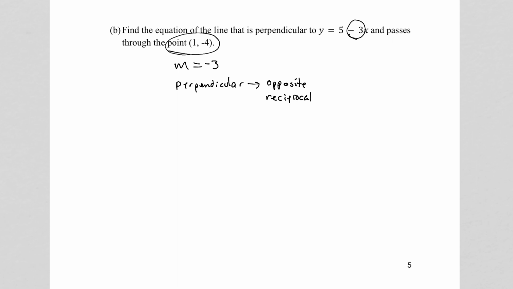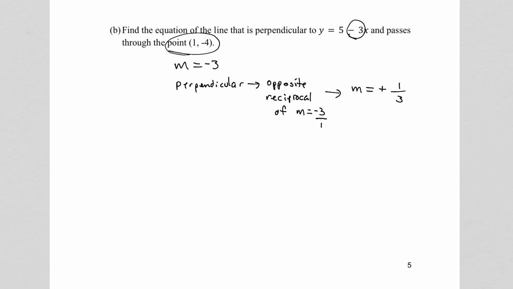The opposite reciprocal of, in this case, negative 3. So that means the slope that we need is going to be positive 1/3. Okay, so don't forget, this negative 3 can be thought of as a fraction, negative 3 over 1. So the reciprocal of that is 1/3, and we need the opposite sign.